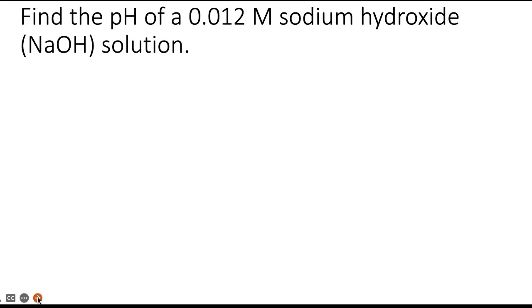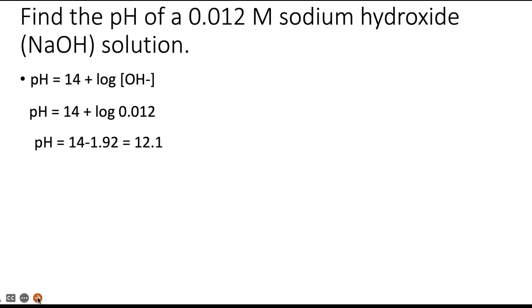Now, as you're solving this one, hopefully it jumps out at you that this is a base. And so you can't use that pH is negative log of hydrogen ions because we don't know the hydrogen ion concentration. We know the hydroxide ion concentration, and so we have to use the hydroxide ion concentration formula. And so once again, simply substitute in the hydroxide ion concentration, 14 plus the log of that, and you should come up with 12.1. So a fairly strong base here with a pH of 12.1.